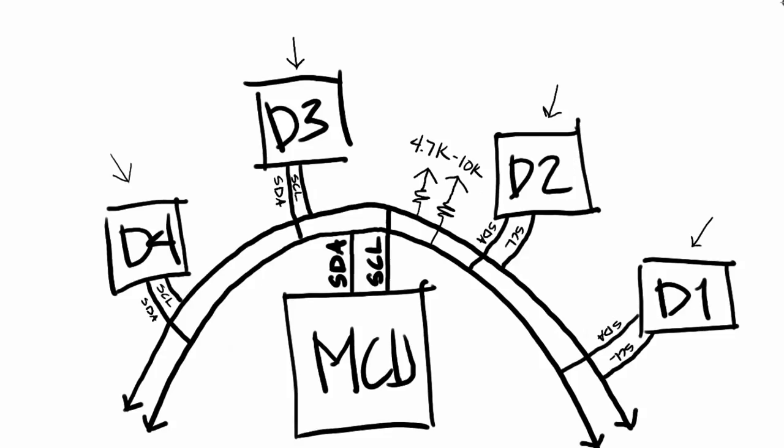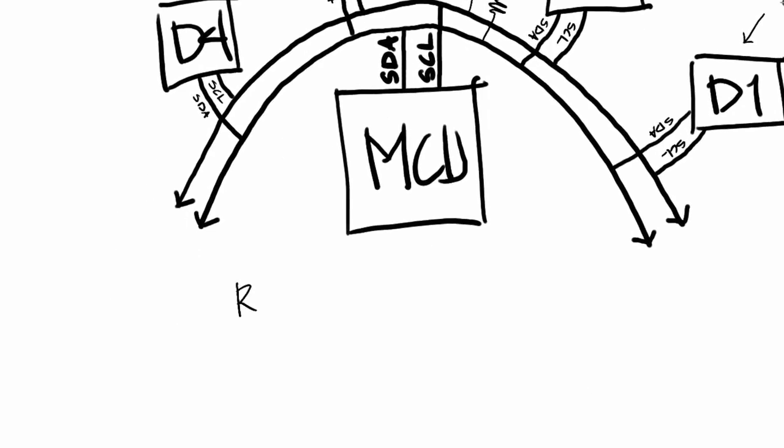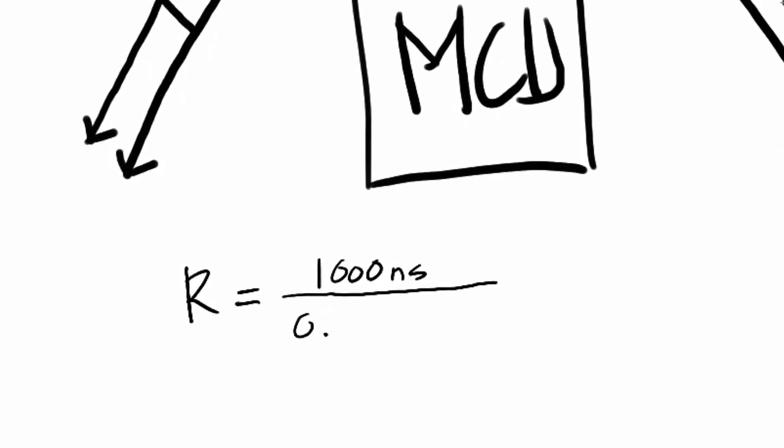This resistor value is dependent on the capacitance on the line. The formula to determine the resistor value: the resistor value is equal to the time constant, which is going to be 1,000 nanoseconds in this case, over 0.8743 times the capacitance measured on the I2C lines.